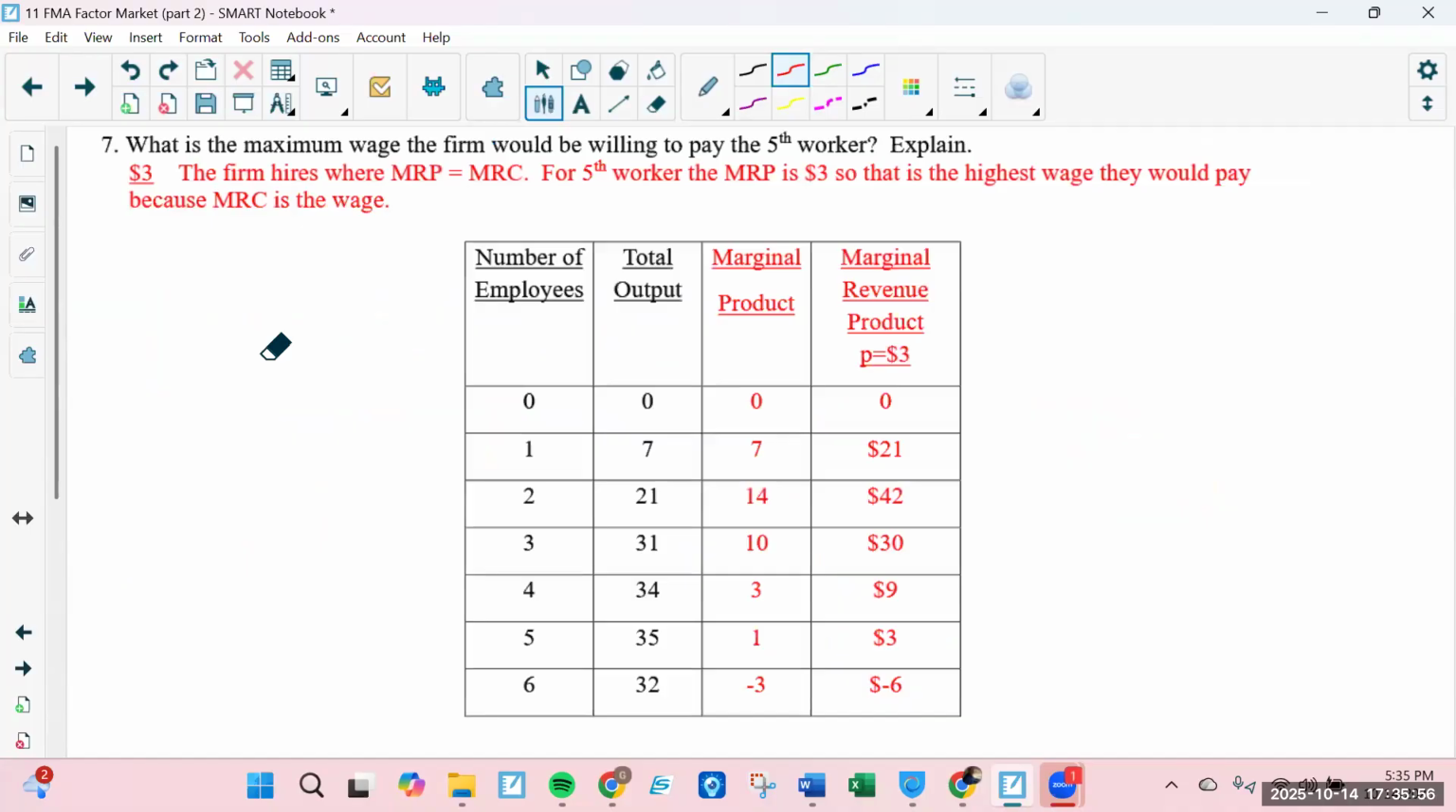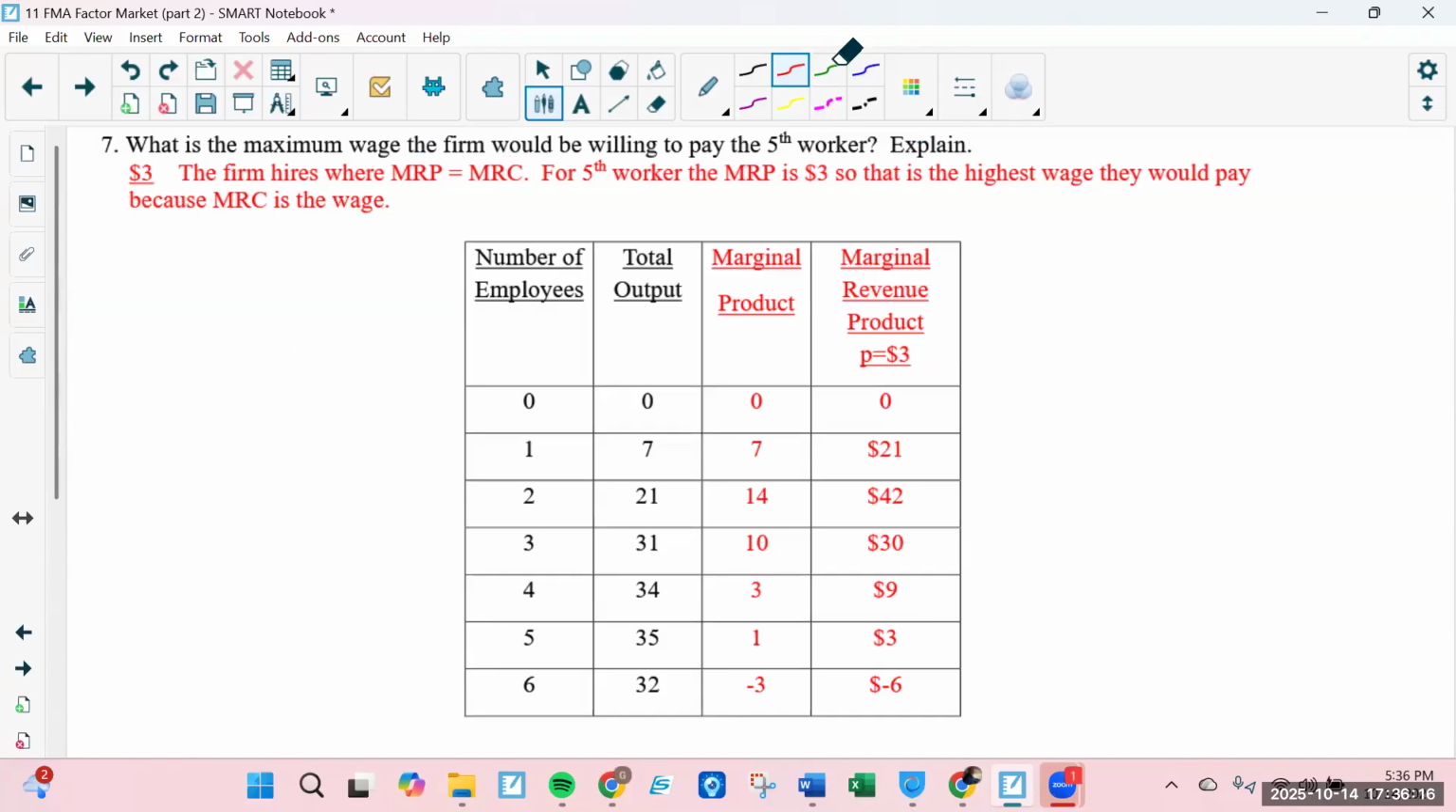Next one says, at what wage rate? No, I'm sorry. What is the maximum wage rate the firm would be willing to pay the fifth worker? We already kind of did something like this. You calculated the MRP for the fifth worker is $3. So what's the maximum you pay them? $3. Okay. Explain. You always hire where MRP equals MFC.